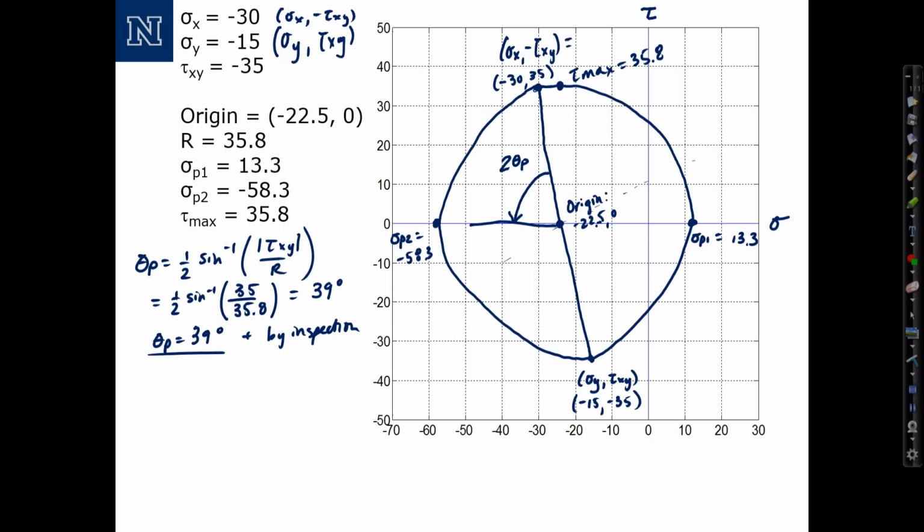Now let's also validate this by inspection by looking at the circle. I can see this tells me that this angle, 2 theta p, should be approximately 78 degrees. By inspection, that looks to be about correct, so I conclude that my calculation is correct.